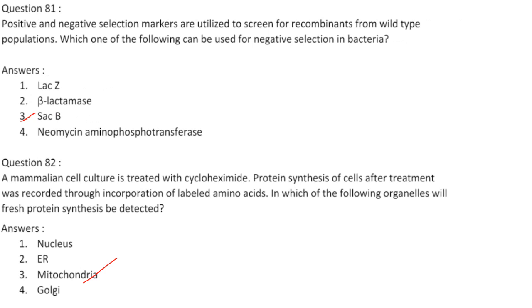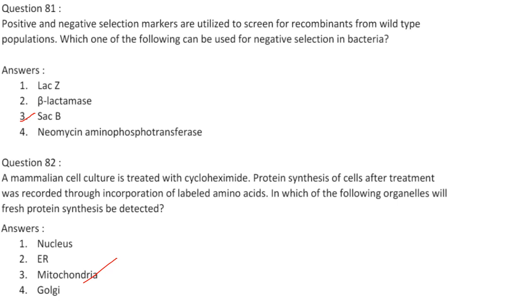Then positive and negative selection markers are utilized to screen for recombinants from wild type population. Which of the following can be used in negative selection in bacteria? So negative selection is where cells that have lost a specific gene will survive. Here is SACB. Counter selection relies on a toxic product produced by the SACB gene. SACB encodes the enzyme levansucrase that converts sucrose into a toxic metabolite. Exchange of the SACB gene for the gene of interest and then plating on sucrose medium will select for cells that contain constructs that have lost the SACB gene. So the SACB gene is used for negative selection in bacteria. Answer is option 3.